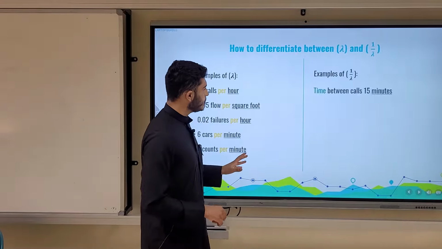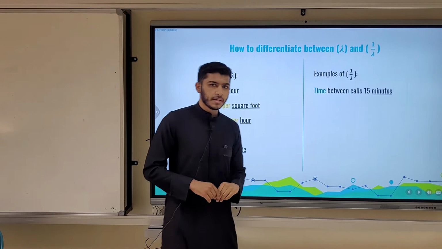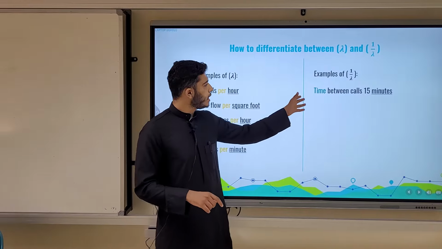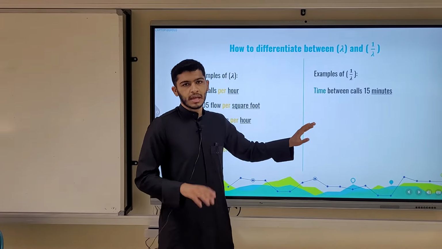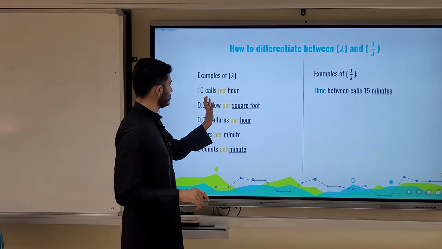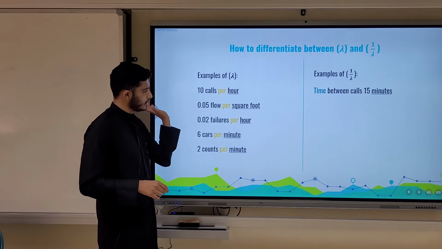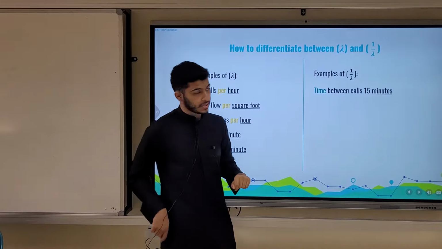So examples of it might be time between calls is 15 minutes. Okay, there is no rate, there is no per in this. And here's the thing, this has nothing to do with this. Okay, just ignore them. We have translated them into 1 over lambda. No, these are different examples, and these are different examples.